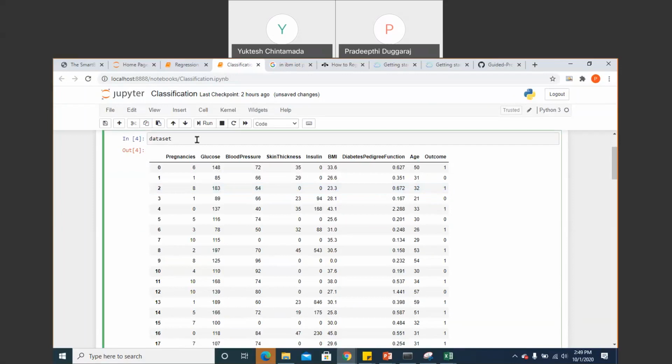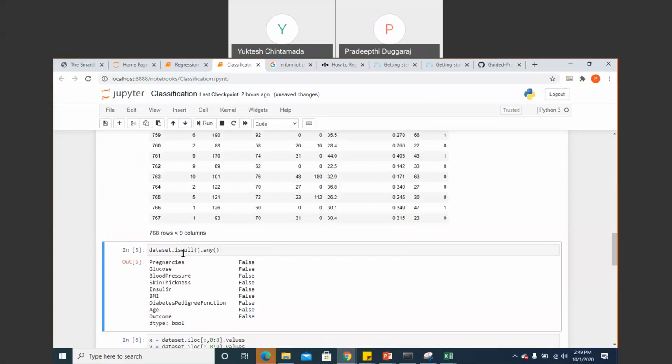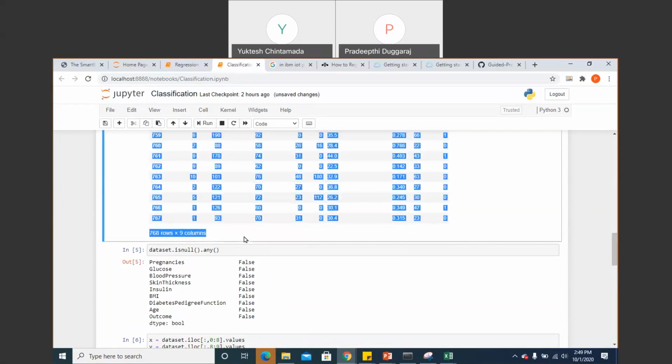And if you just see the data set, you can see that there are 768 rows and 9 columns.